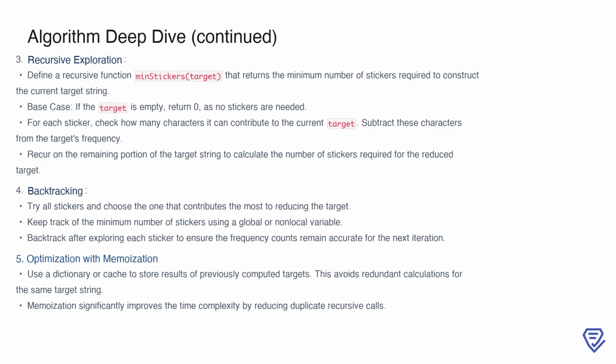A sticker contributes by reducing the frequency of characters in the target that it contains. We subtract these contributions from the target's frequency and then recursively call minStickers on the reduced target to solve the smaller subproblem. To ensure we're exploring all possibilities, we use backtracking. This involves trying each sticker, tracking the minimum number of stickers needed, and resetting the frequency counts after each attempt. Lastly, we optimize the recursion using memoization. By caching the results of previously solved target strings, we avoid redundant calculations, which drastically improves efficiency.